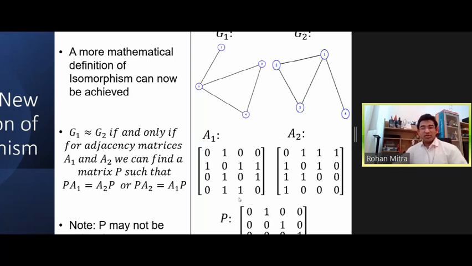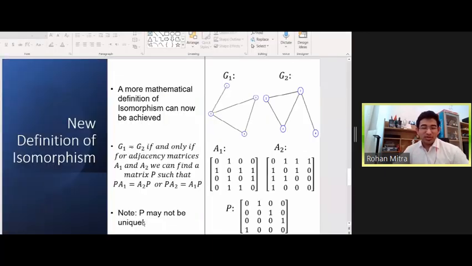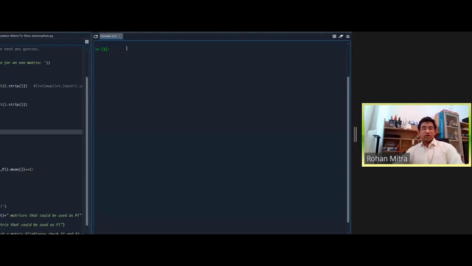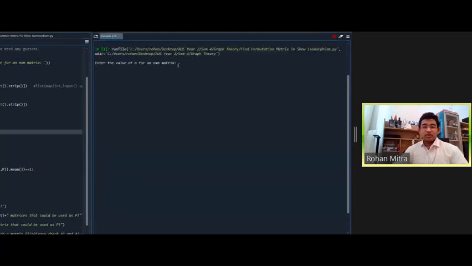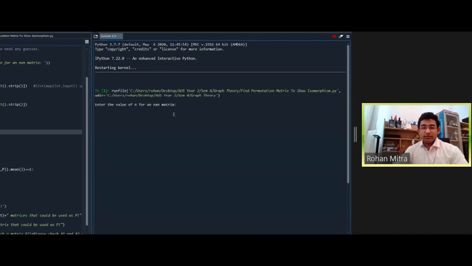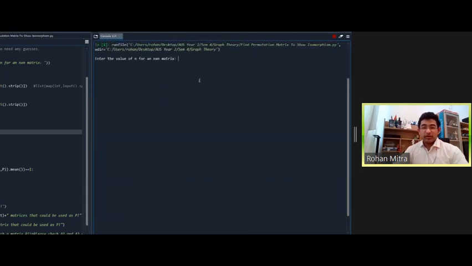Okay, but you know what? Rather than believing me that I computed this value, let's compute it together. Let me go to my program. So here's my program, and I'm going to run it here on the side. First notice it asked me to enter the value of n for an n by n matrix. This matrix here was a 4 by 4 matrix, so I put a 4.